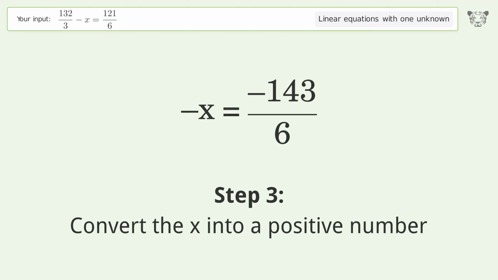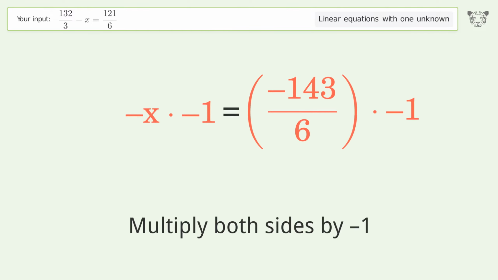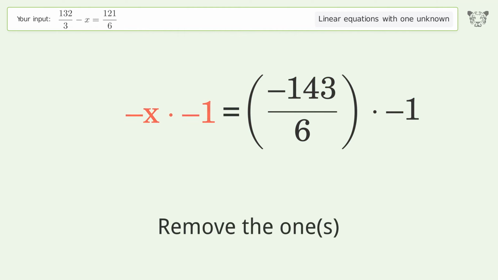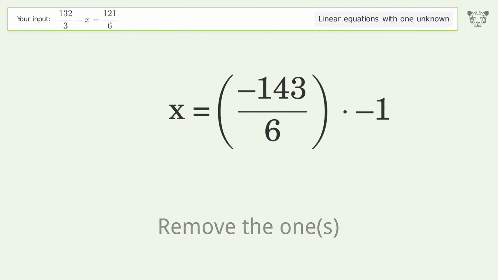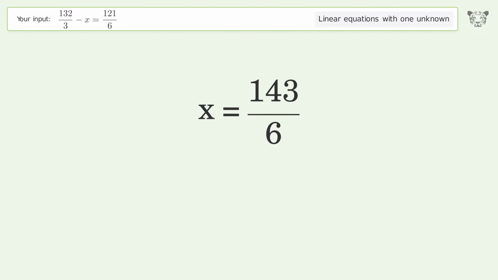Convert the x into a positive number. Multiply both sides by -1. Remove the ones. And so the final result is x equals 143/6.